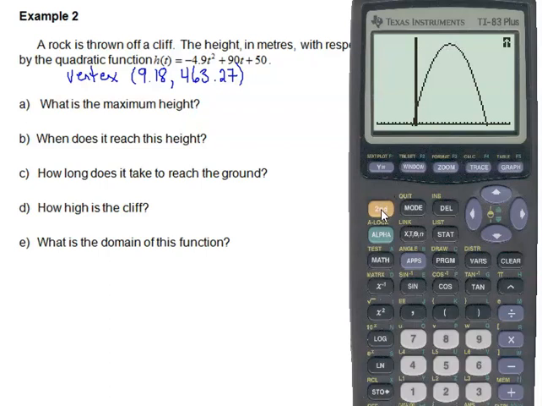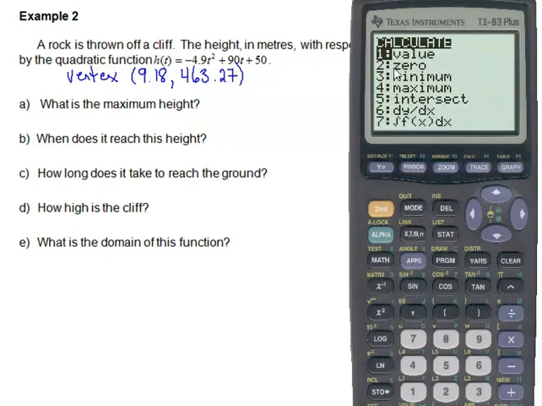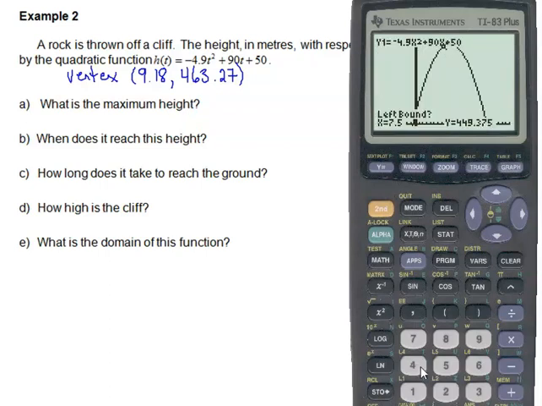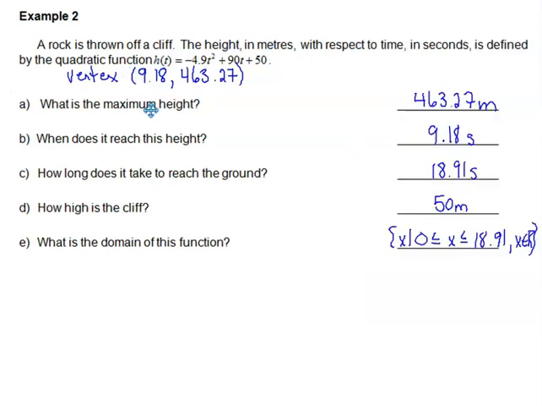So I would go in, remember second function trace. This case, I'm choosing a maximum. I might have hit minimum there, I can't remember. And choosing a maximum, I should have, so left bound to the left of my vertex, and then right bound to the right, and enter will give me the value of my vertex, which I already have here. And then from there, we can grab a lot of information. So maximum height would be my y value of my vertex. This is in meters. Make sure you actually put your units there.